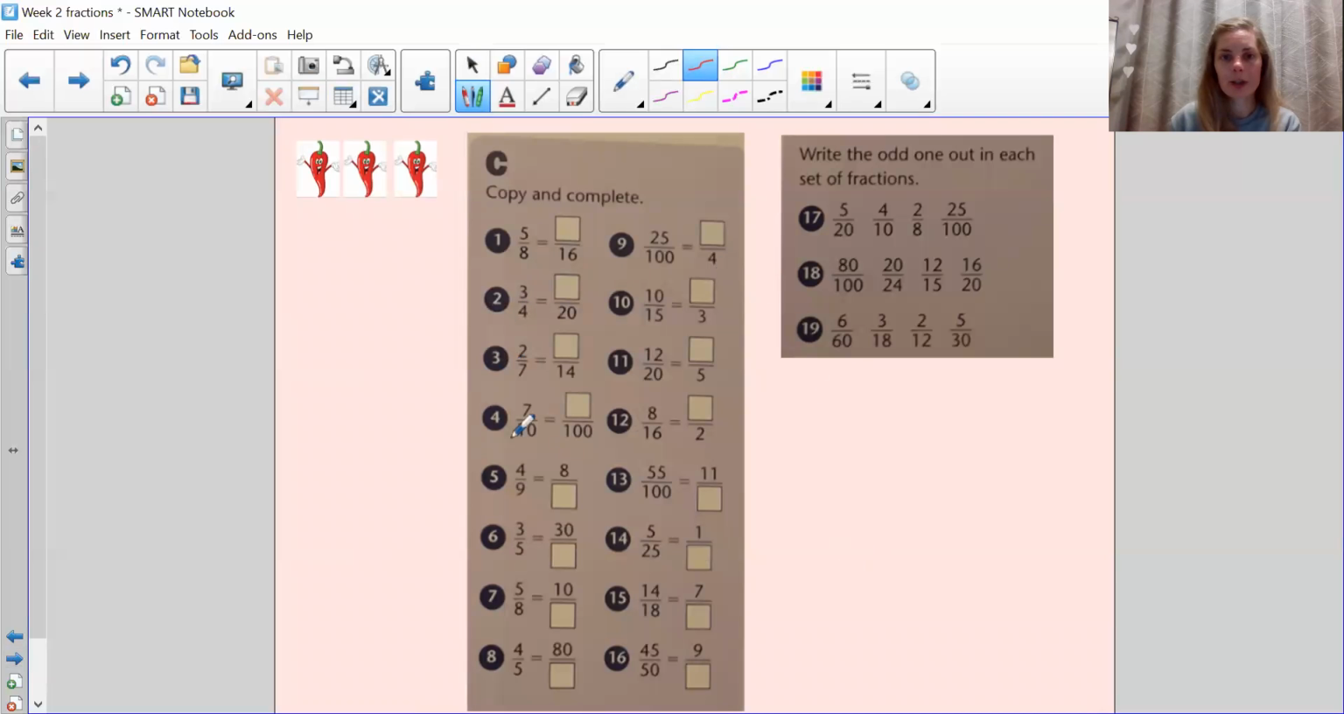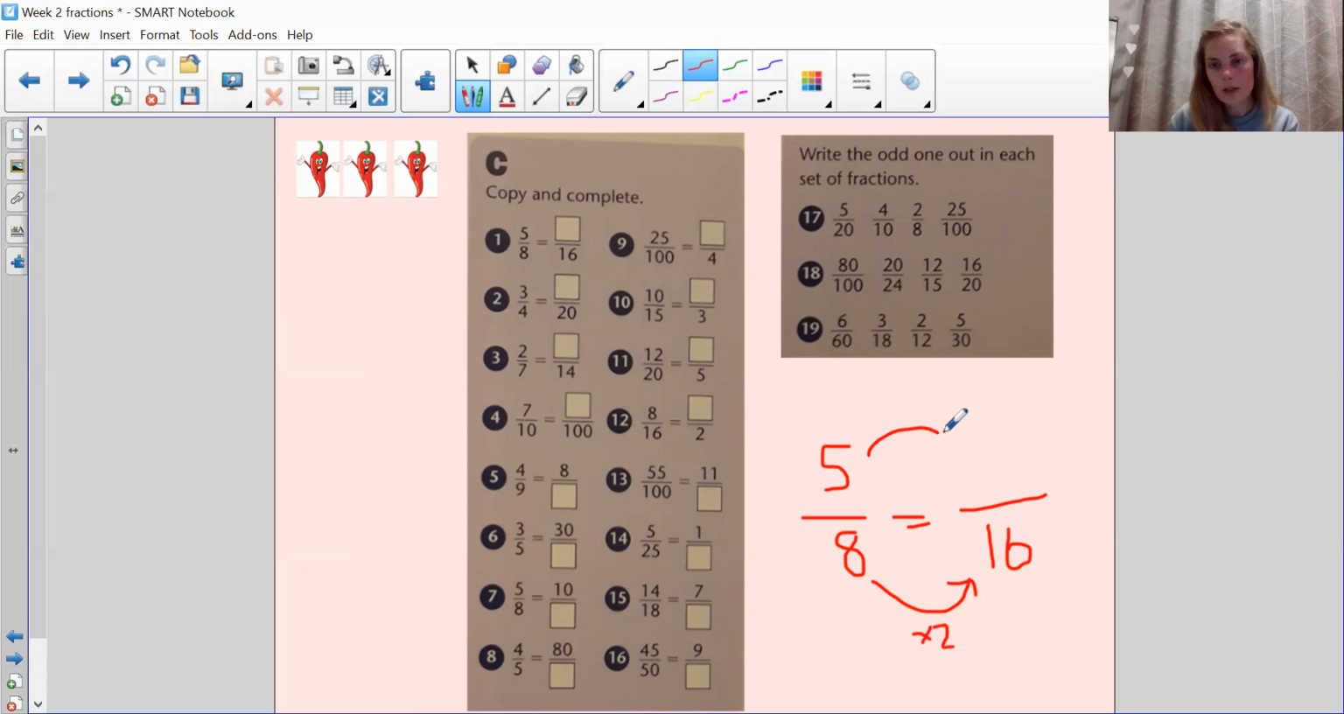Right, 3 chilies, here you go. Again, I'll quickly do the first one with you so that you can see exactly how I expect your setting out to be. You're going to set out your 2 fractions. What do you do to 8 to get 16? You multiply it by 2. I want to see these arrows. I want to see that whatever you do to one number, you do to the other. And your answer then is going to be 10. Okay, I want to see the setting out. So you're going to give that a go.